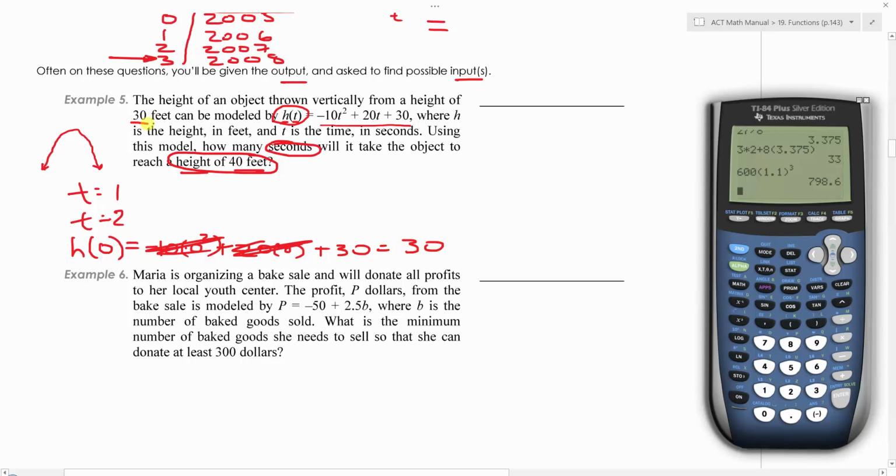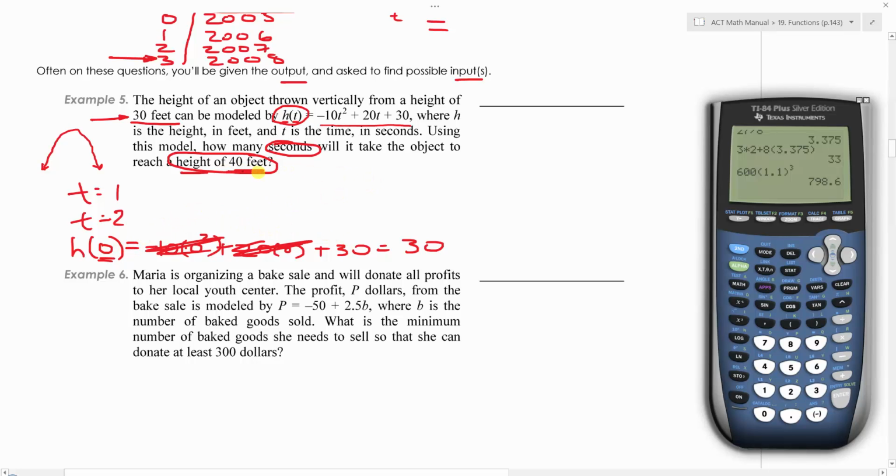And indeed, that's what the question had told us. The height of an object thrown vertically from a height of 30 feet can be modeled by the function. So when our time is 0, in other words, before we have thrown the object, we are at 30 feet. And that makes sense because that's exactly what the question said. I'm just giving you that example so you can get some sense of what's going on here.